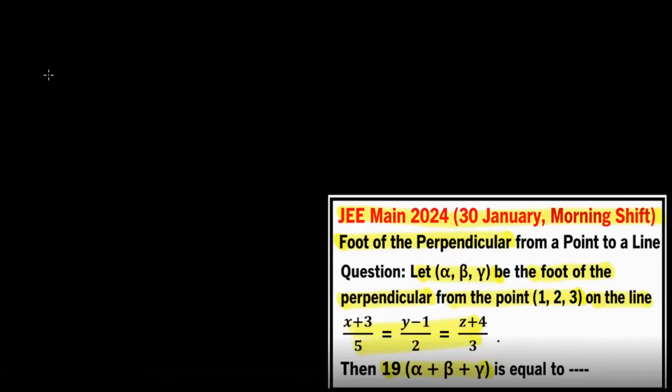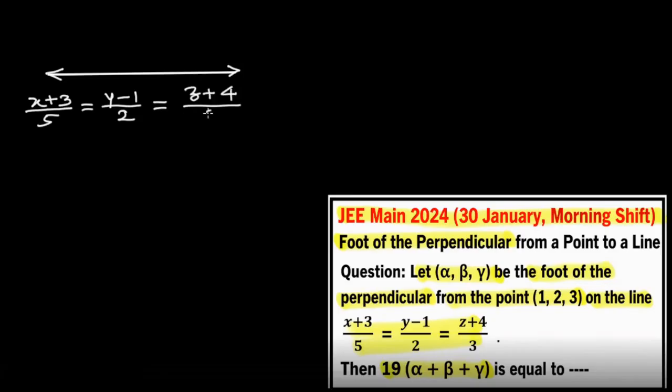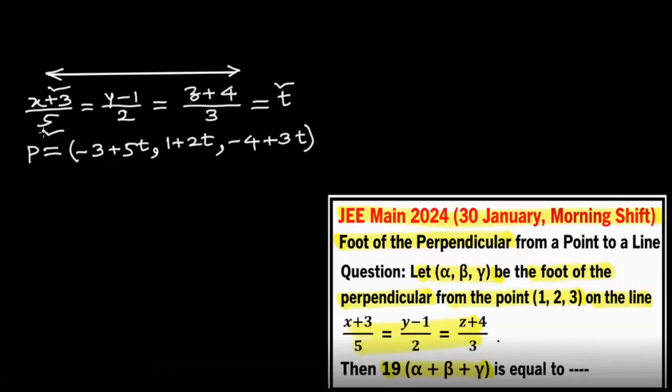Given line is (x plus 3) by 5 equals (y minus 1) by 2 equals (z plus 4) by 3. We will assume each of these ratios to be t. Any point on the line can therefore be written as P: (minus 3 plus 5t, 1 plus 2t, minus 4 plus 3t). This unknown point is known as the foot of the perpendicular.